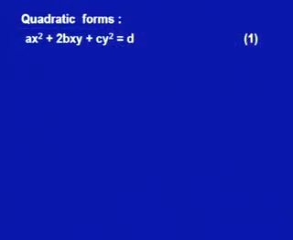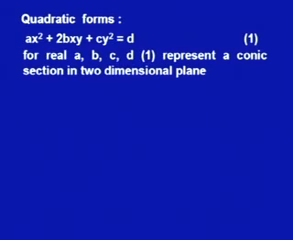We are all familiar with this quadratic form: ax square plus 2bxy plus cy square is equal to d. We call it a quadratic form because it has x square, xy and y square terms, and all these terms are quadratic. We say this form is a quadratic form provided a, b, c and d are real numbers, and for these real numbers this expression represents a conic section in the two-dimensional plane.